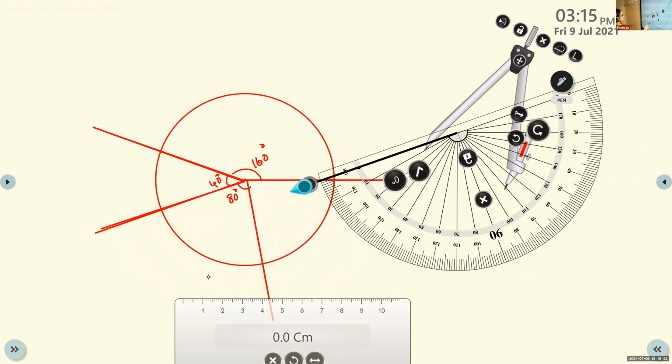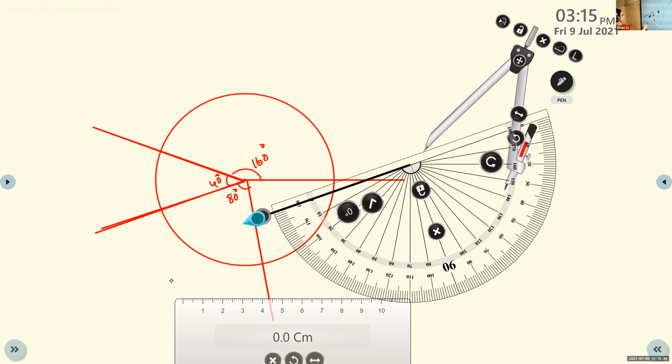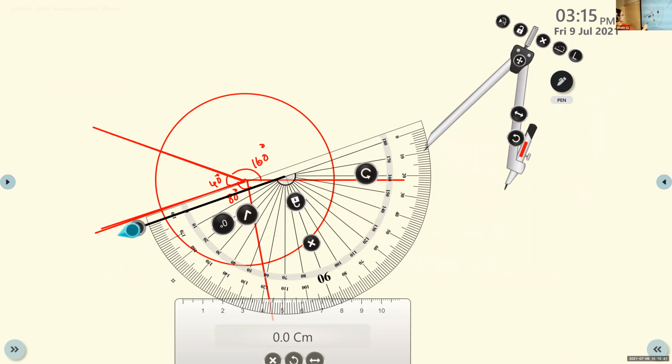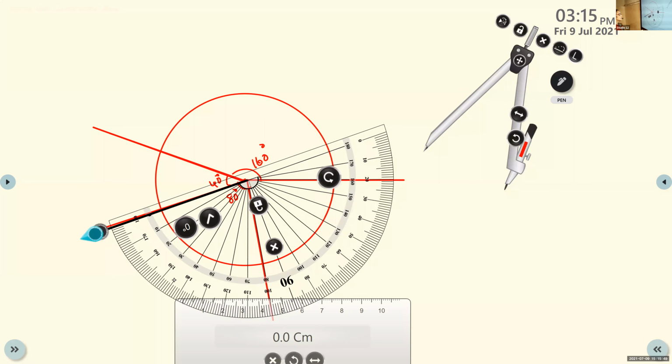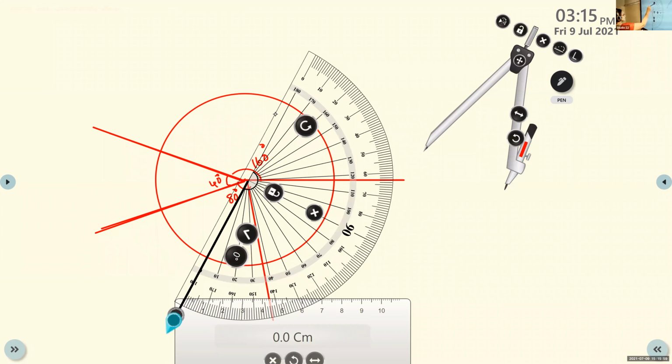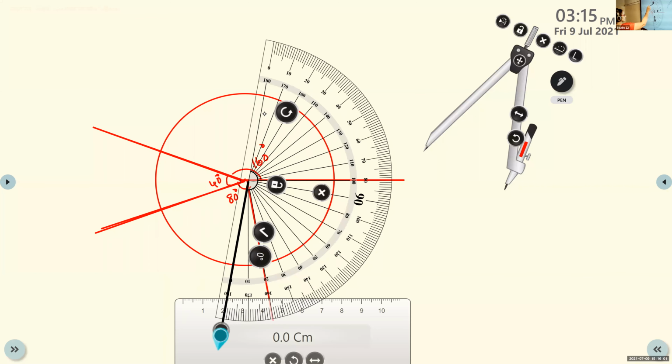Again, fix the center of the protractor coinciding with the center of the circle, and the line of the protractor coinciding with the new radius that we have already drawn.